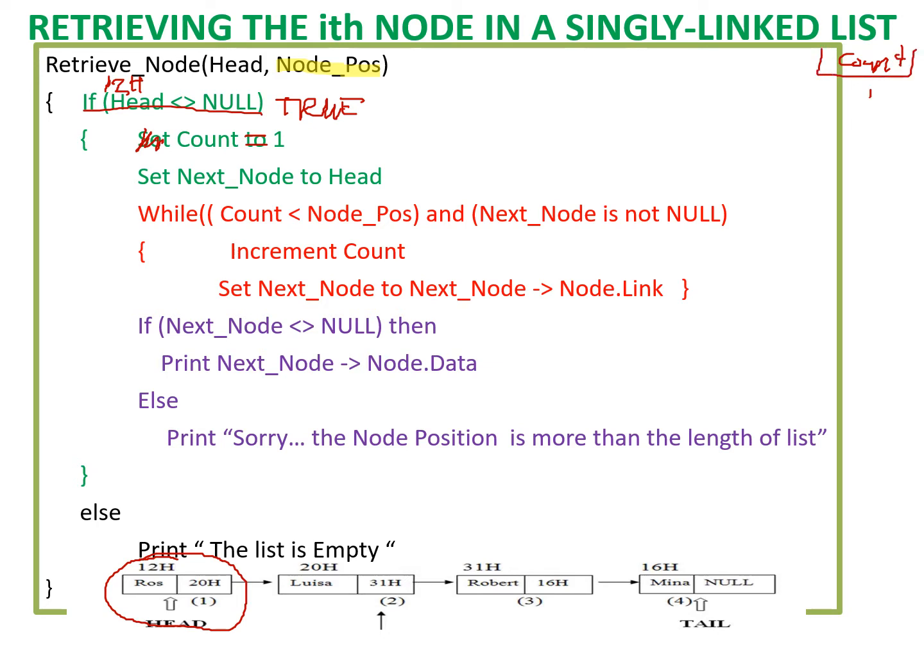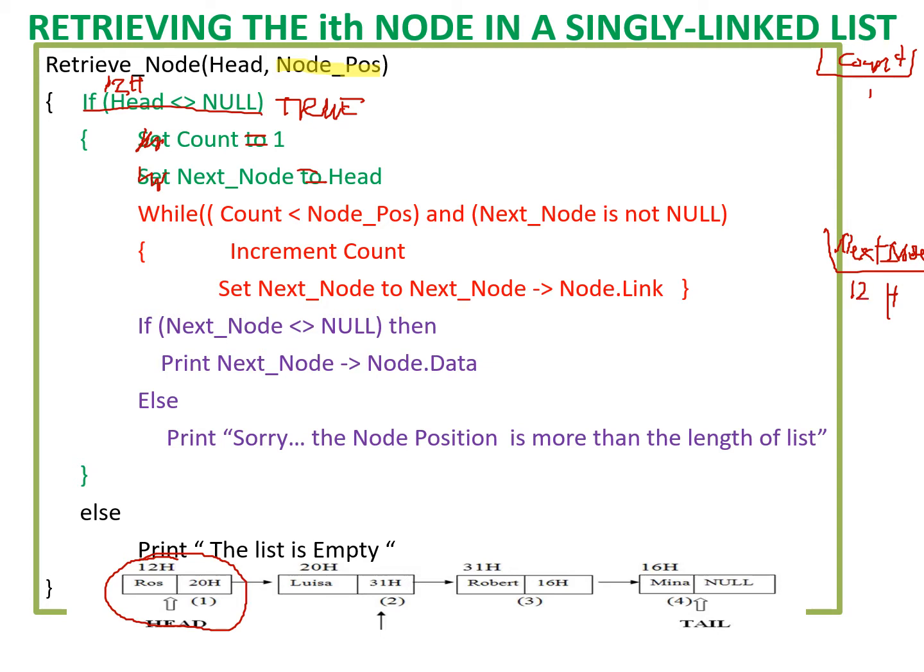And then we have here next node. We have initialized the value of our next node: next node is equal to head. That means the address of next node is the address of the head. That's the initial address of next node. The address of our head is 12H. Therefore, next node is 12H.